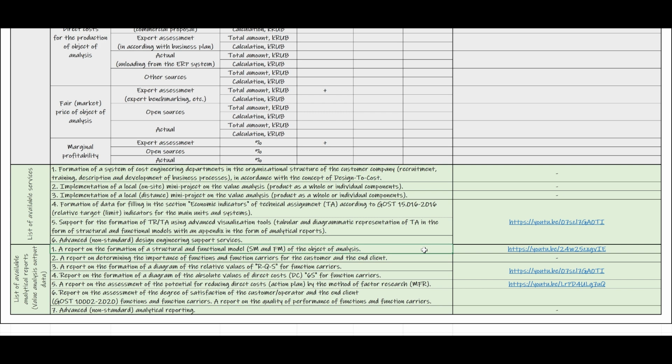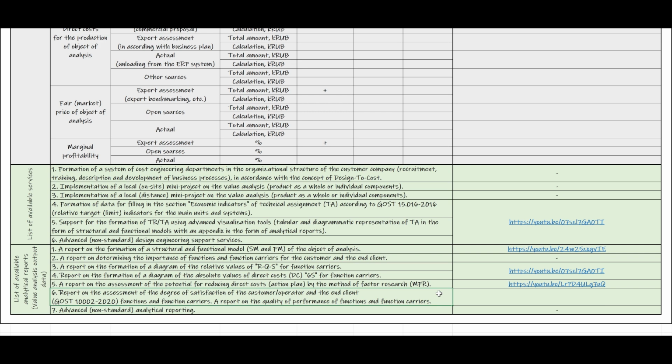Let's describe this list. A report on the formation of structural and functional models, a report on determining the importance of function and function carriers, next, a report on the formation of a diagram of relative values of RQS for function carriers, a report on formation of a diagram of absolute values of direct costs, or 6S, for function carriers, a report on an assessment of the potential to reduce direct costs, or a plan of activities for reducing the costs, and the last, a report on the assessment of the degree of satisfaction of the customer and the end client.